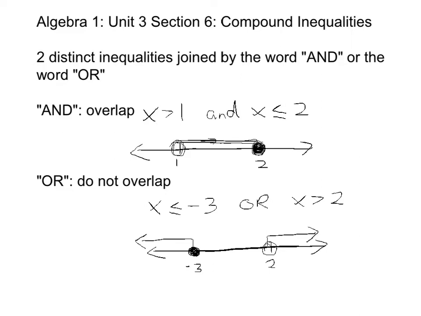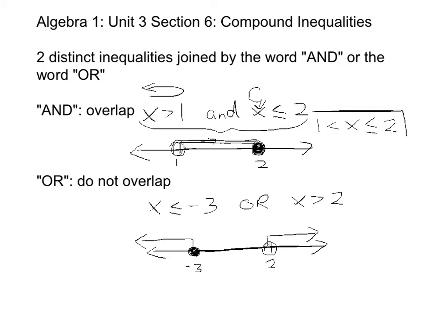Now the interesting thing about the "and", the one up top here, is that we can actually combine these two inequalities. If we flip this inequality around, then we'll have 1 is less than x. And if we join this one here, the x, and only put it once, we can have less than or equal to 2. So we can actually combine an "and" inequality so that there's two inequalities in one.